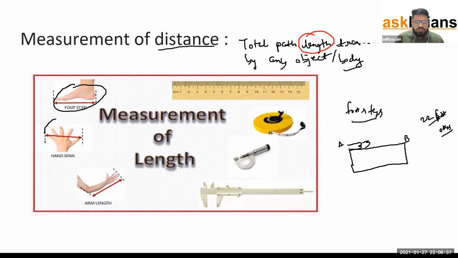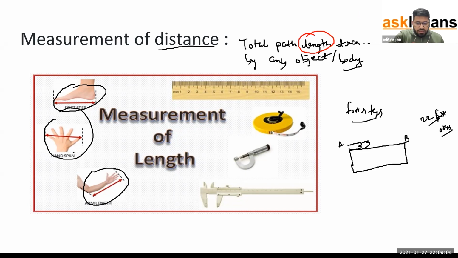Another unit we can use is the hand span. For measuring the length of this span, I can measure it using my hand span and say the distance is 1 hand span. The third unit we use is the arm length, which means the length of my arm.